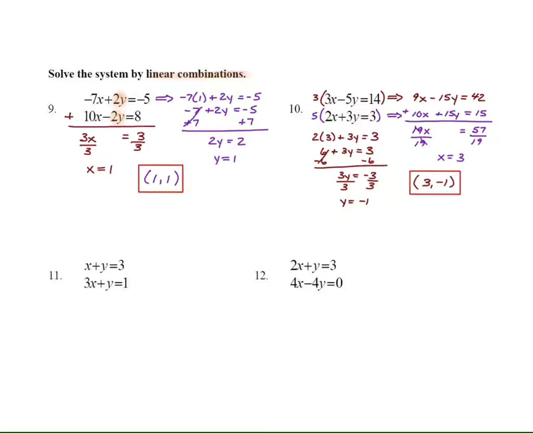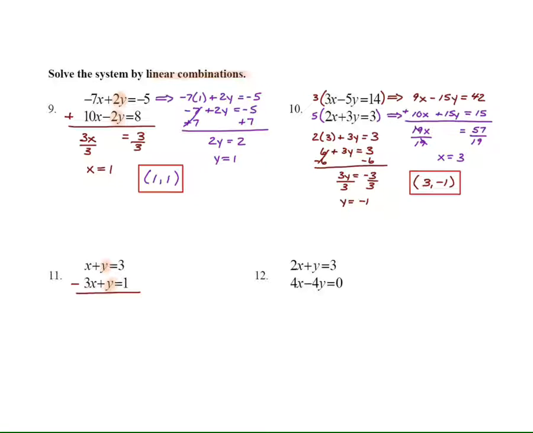All right, for number 11, we're going to look to eliminate one of the variables using linear combinations. Looking at the coefficients of x, I have a 1 and a 3. They're not ready to go for elimination. But if I look at the y coefficients, I have a 1 and a 1. So as is, that system is actually in a good spot, meaning if I subtracted the system together, y minus y is 0, which works out.